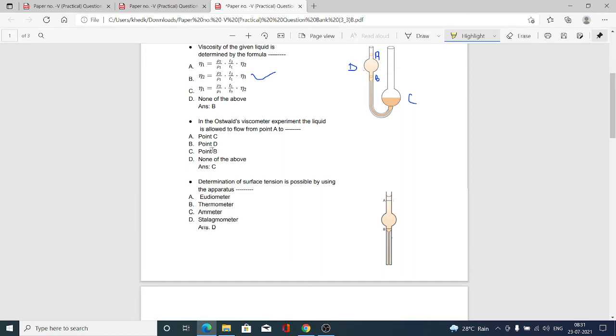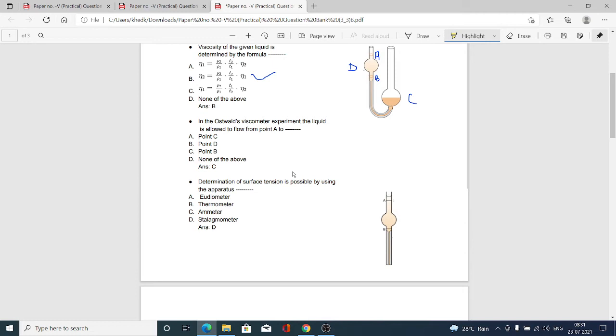Means in the Ostwald's viscometer experiment, the liquid is allowed to flow from point A to B, not D, and hence option C is the correct one.